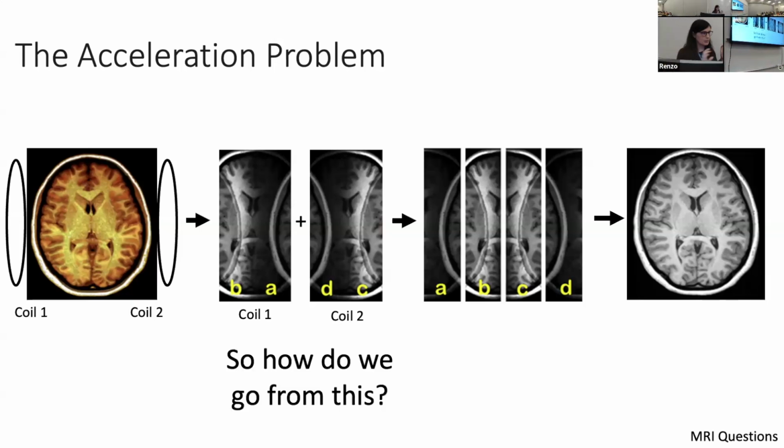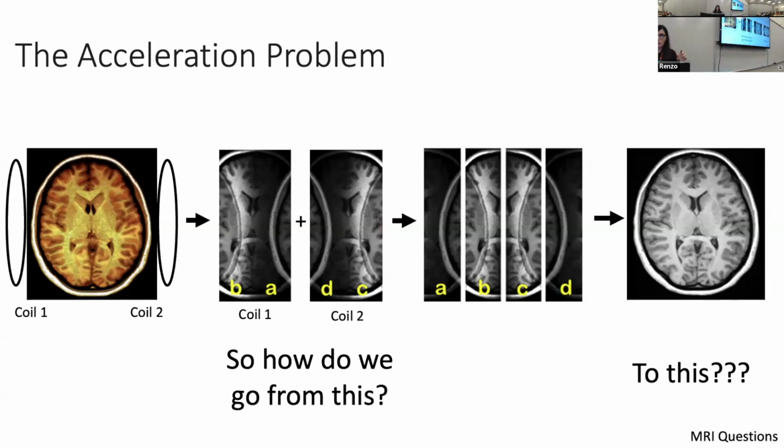So just to review that, how do we go from the fact that these are the data that we're actually recording to actually solving for this regular image, which is the brain that's actually inside the scanner?